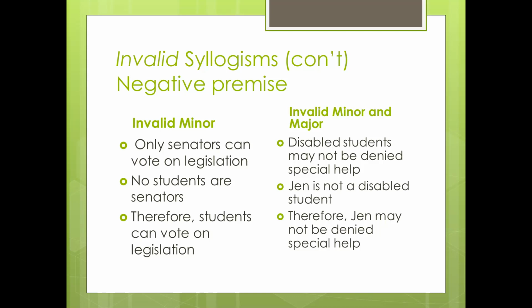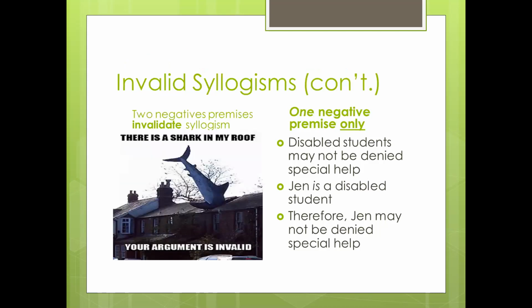You can also have two invalid premises. Disabled students may not be denied special help. Jen is not a disabled student. Therefore, Jen may not be denied special help. So, two negative premises can invalidate a syllogism. There is in this fairly comical example. One negative premise only should be allowed at a time when you're developing a good syllogism.